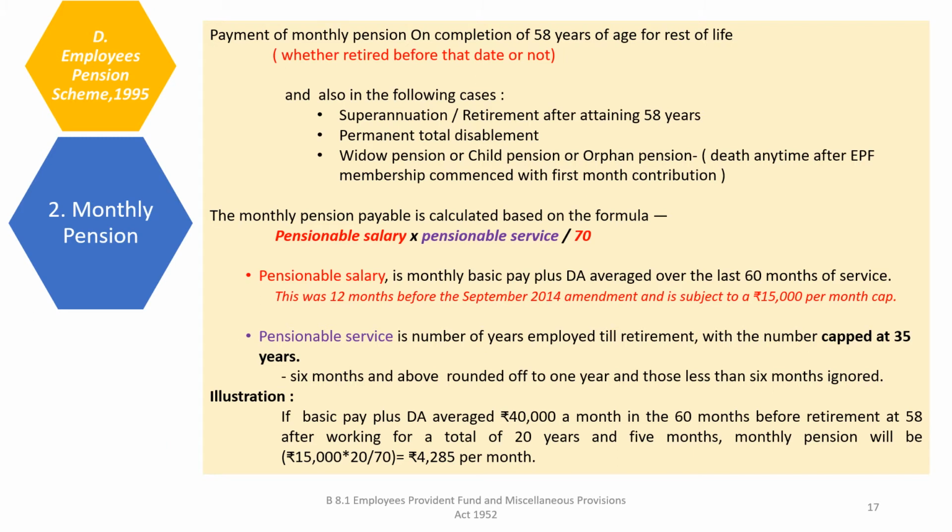Therefore, the average for 12 months became the average for 60 months, and it also kept a cap of 15,000. For example, if the average for 60 months is coming to 17,000 rupees, but for the sake of pensionable salary there is a cap of 15,000, we will be using 15,000 as the pensionable salary. Pensionable service is the number of years of service put in by the employee. Once again, if the service is more than 35 years, it will be restricted to 35 years. The normal rule is that 6 months and above is rounded off as 1 year, and less than 6 months is ignored. And we have an illustration, since the formula is quite straightforward and simple.